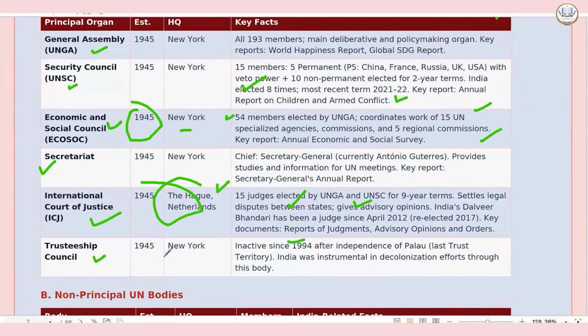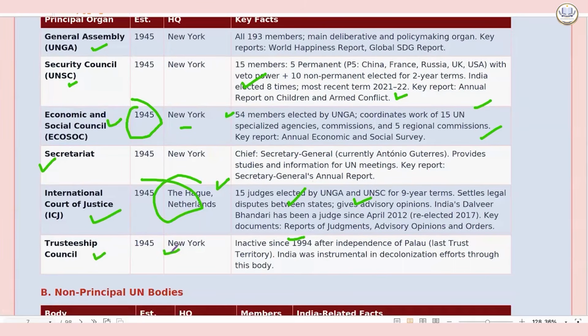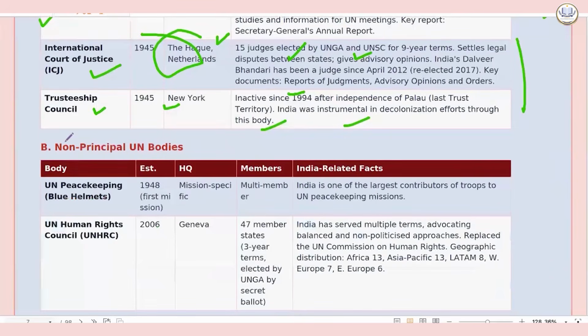Then we have Trusteeship Council in headquartered in New York, inactive since 1994 after independence of Palau. That was a last trust territory. India was instrumental in decolonization effort through this body, specifically in Africa. India played an important role.